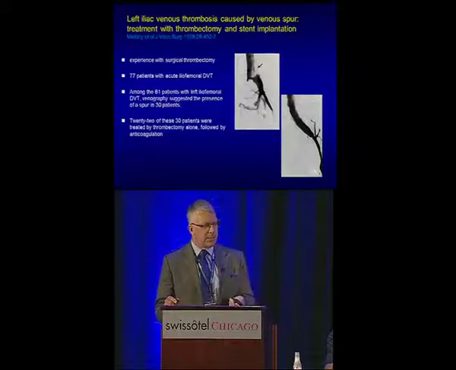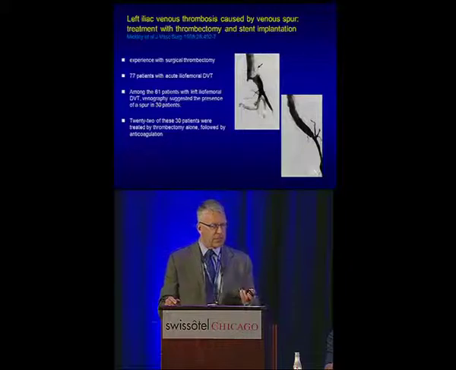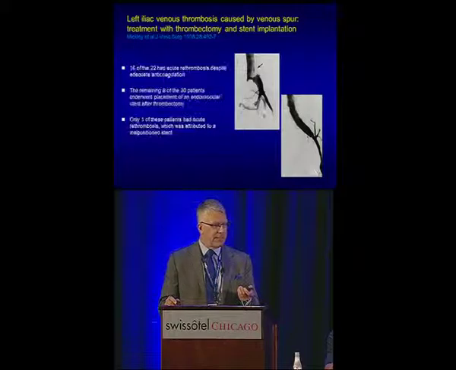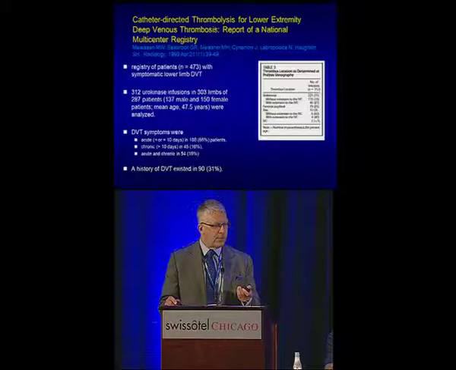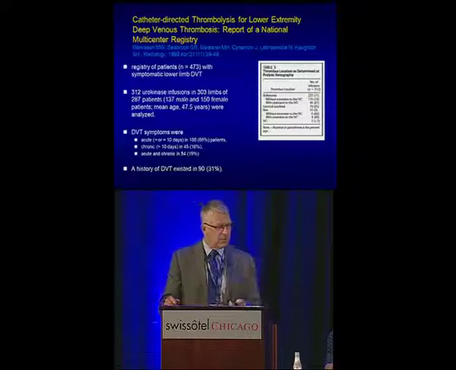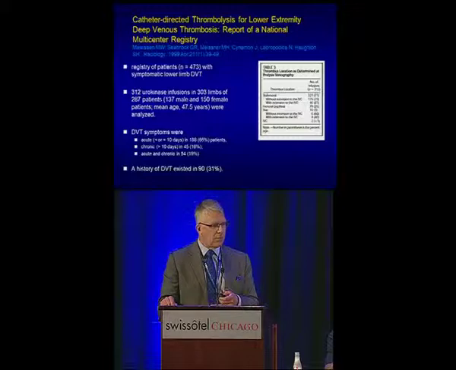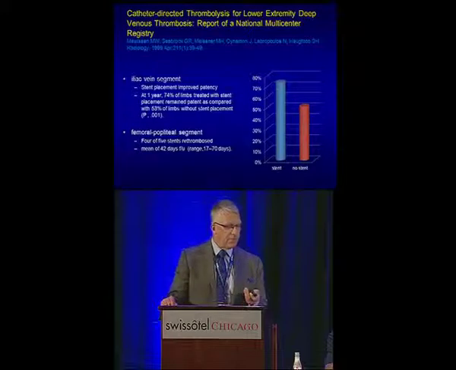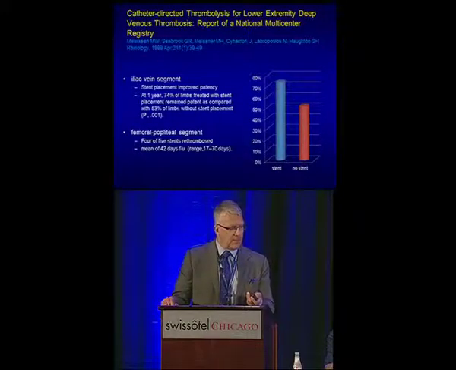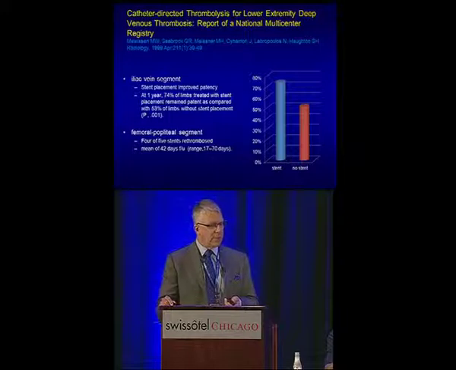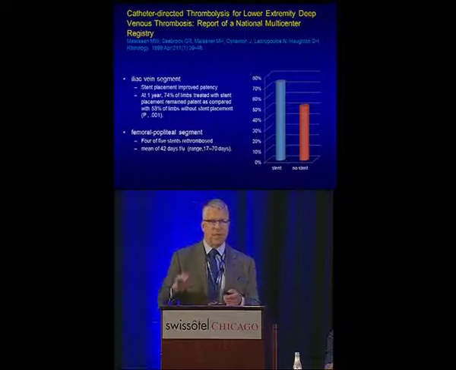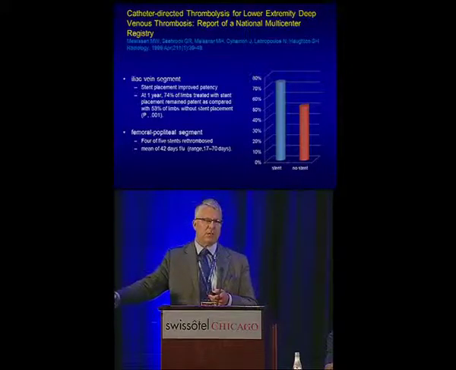Here's some of the early studies showing you where that venous spur can occur. And I mean, this is not anything new. This is 1998 that we've been talking about it. And then Dr. Mewison, who is here, started talking about his national registry, multi-center study looking for thrombolysis. And in this group, they found that stent placement improved patency overall in the iliofemoral system, but not necessarily so in the femoral popliteal segment. Whole nother area of controversy.